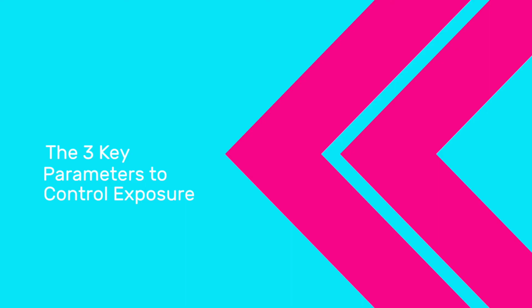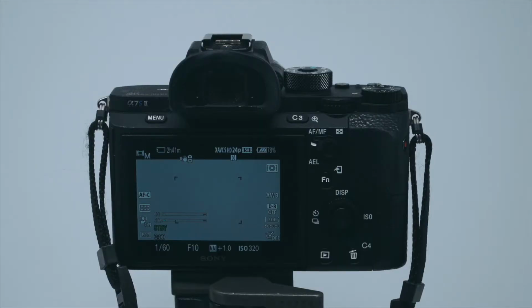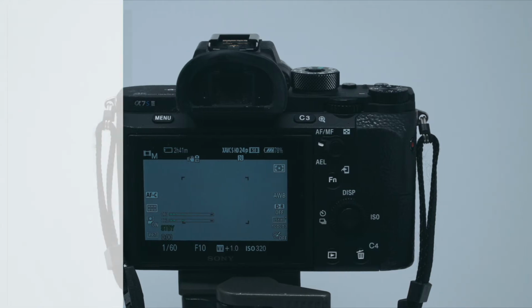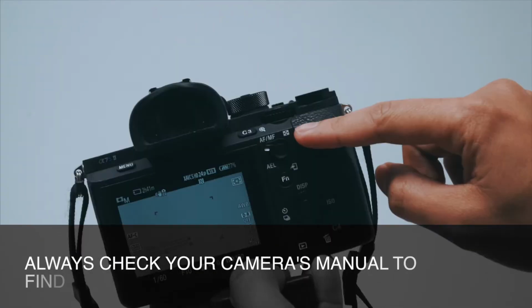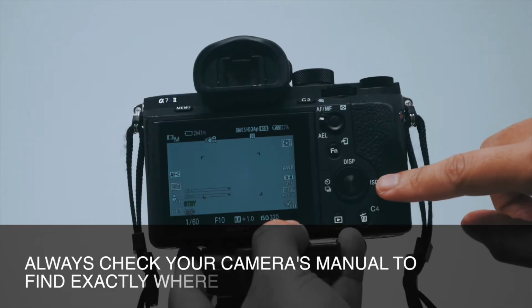So here, I would like to show you the 3 key parameters to set your exposure. These are also the dials that you're going to have to deal with a lot when recording videos. The f-stop, shutter speed, and ISO. In this camera, you can find the f-stop dial here, the shutter speed here, and the ISO here.